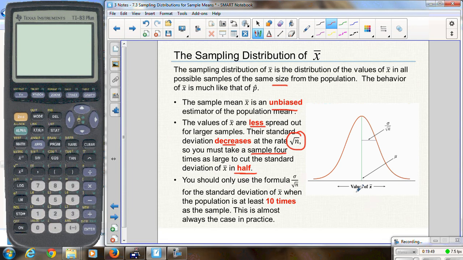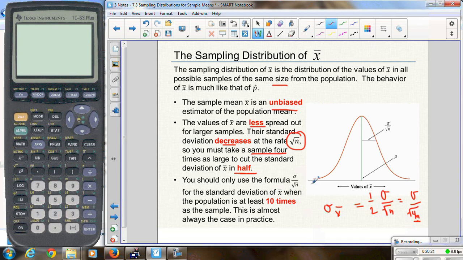And that's because if you think about it, my standard deviation for x bar is sigma over the square root of n, and I want to cut it in half. Well, to get the 2 underneath the radical, that would be the same thing as having sigma over the square root of 4n, because the square root of 4 is just 2. And so you can see I'd have to multiply my sample size by 4 to cut my standard deviation in half.